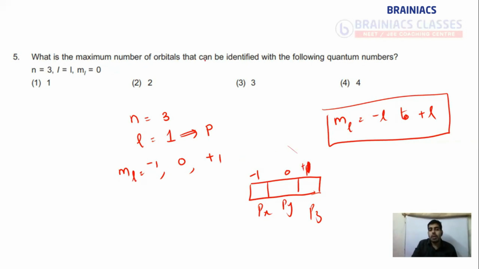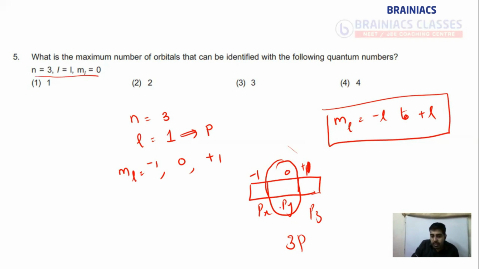Now, what is the maximum number of orbitals that can be identified with the following quantum numbers? N is equal to 3, L is equal to 1, ML is equal to 0. Now, N 3, L 1, that is 3p, right? 3p possesses 3 orbitals, and here ML is equal to 0. ML equal to 0 means this orbital. So here 3p, and this is 0. How many orbitals are having values like that? N is equal to 3, L is equal to 1, ML is equal to 0.